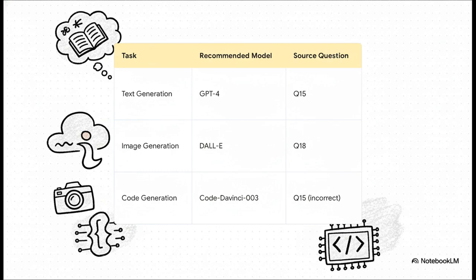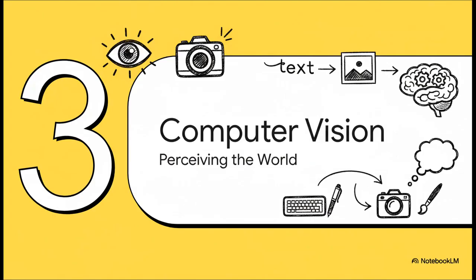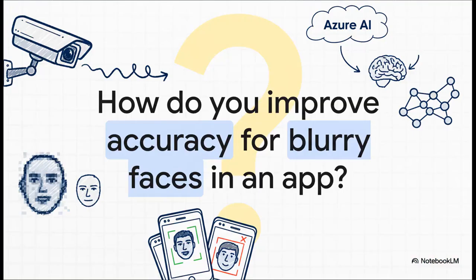Picking the wrong model is kind of like trying to use a screwdriver when you need a hammer. It's just not going to be pretty. So we've talked about generating content. Now let's look at the flip side, understanding it. This section is all about computer vision, which is basically teaching our applications to see and interpret the visual world around us.